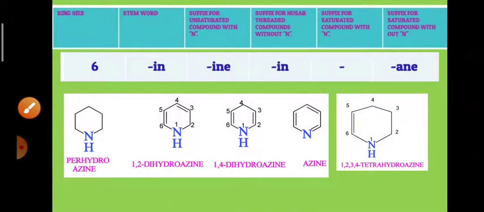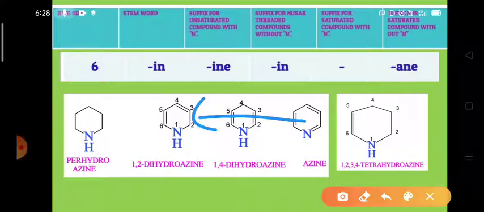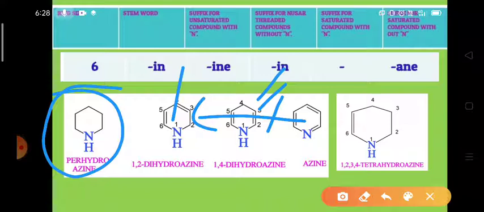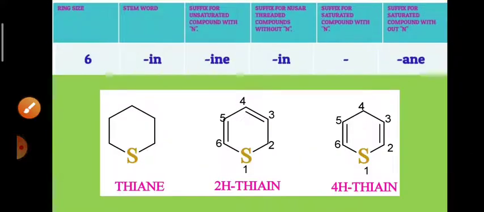And other compounds are here considered as the reduced compounds, so that's why we give the reduced names for these compounds. Okay, so in this one, hydrogen is present at the first and fourth position, no? So that's why it is considered as the 1,4 dihydro, and this is considered as the 1,2 dihydro, and here each atom is attached to one hydrogen atom, no? So that's why it is known as the perhydroazine. So like that we give the names.